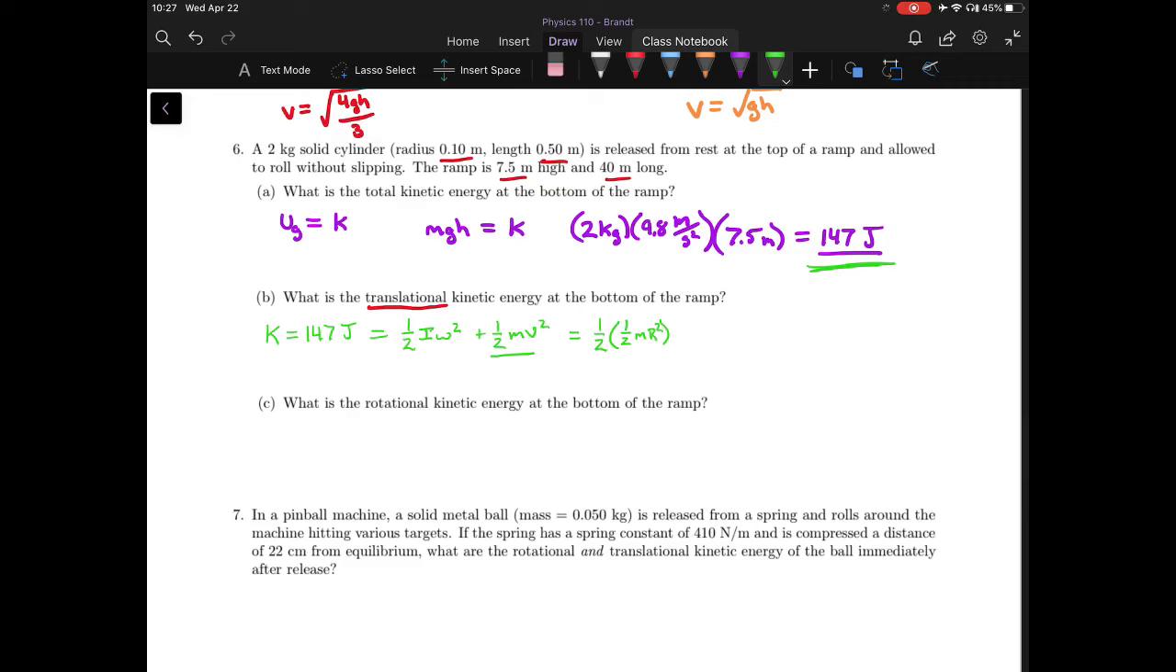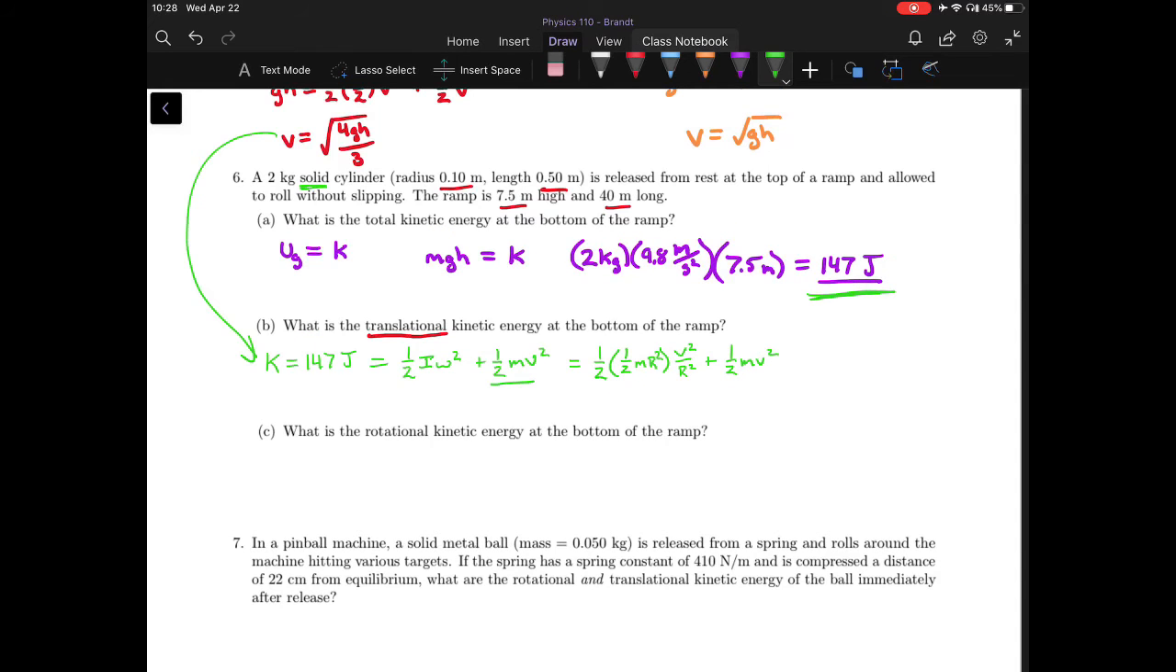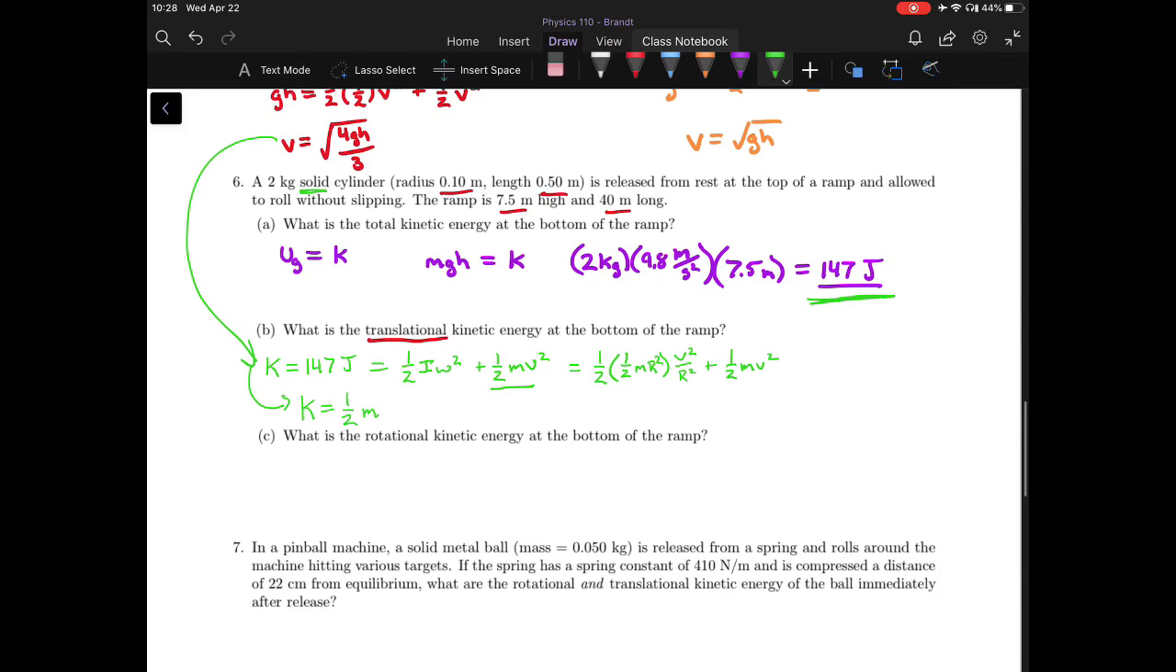Does it tell us? No, but we do have the, oops, we can do V over R squared plus 1/2 mv squared. Let's just rewrite this down here. Equals 1/2 mv squared, but we set our velocity, right? What we're going to be using is the square root of 4gh over 3, squared.